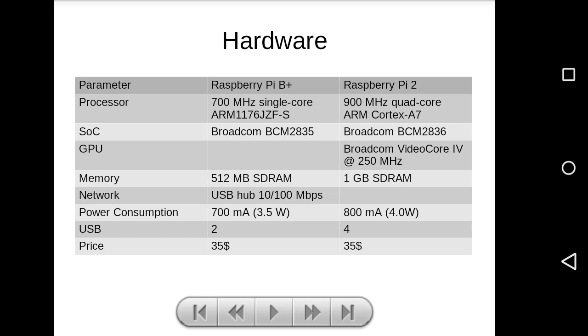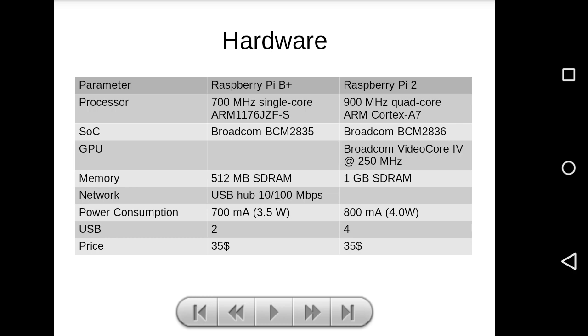Now it is 700 milliampere, 3.5 watt. So power consumption wise, it is giving you more performance, but not hitting you back in the power consumption. So it is 3.5 watt to 4 watt. It is a very marginal thing.